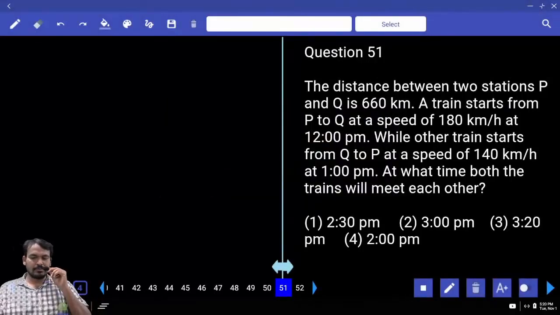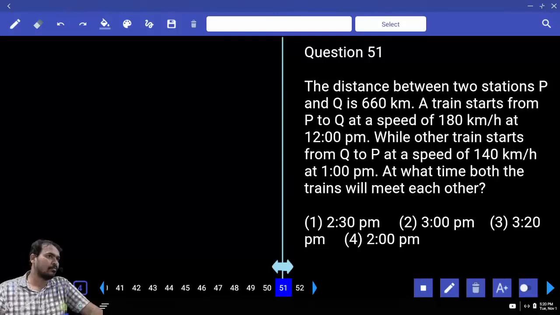The distance between two stations P and Q is 660 kilometers. A train starts from P to Q at a speed of 180 kilometers per hour at 12 p.m., while another train starts from Q to P at a speed of 140 kilometers per hour at 1 p.m. At what time will both the trains meet each other?